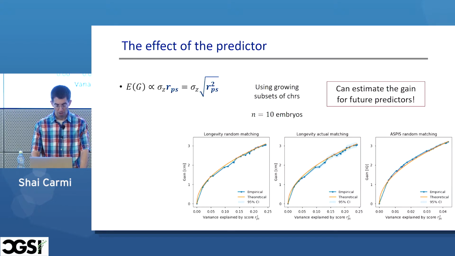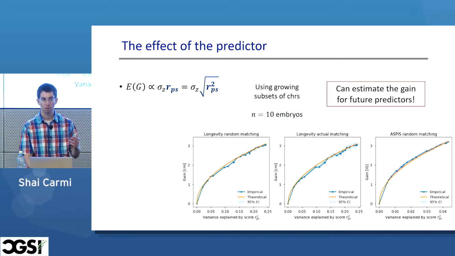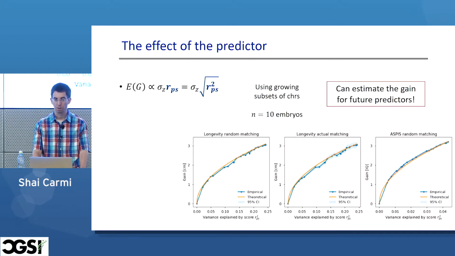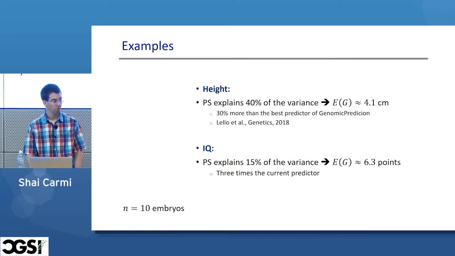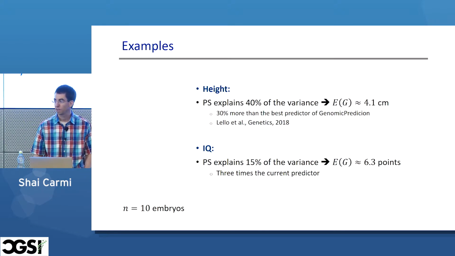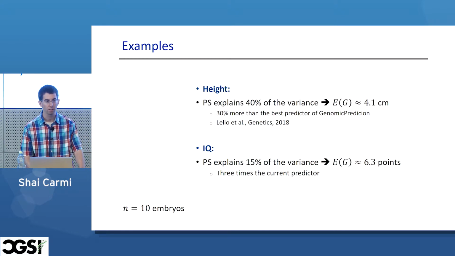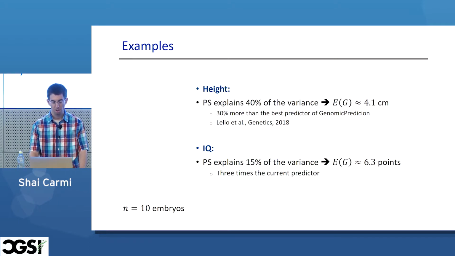Okay. And this allows us, now that we have this equation, to also ask what we expect to happen if we have better predictors in the future. Let me give you a couple of examples. Peter Visscher said that he predicted that next year there will be 35% of variance explained for height. So let's say we have 40%, which we don't have now, but it's definitely within reach. So the gain will be on average 4 centimeters for height.